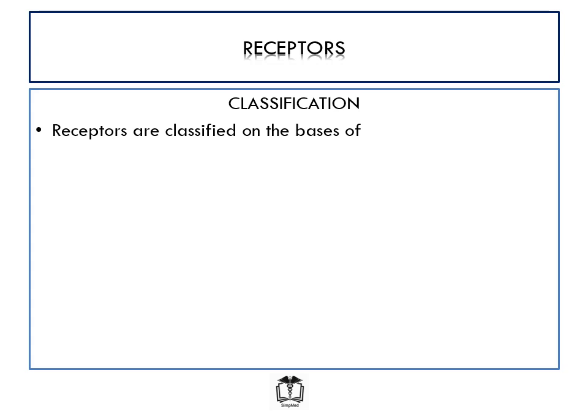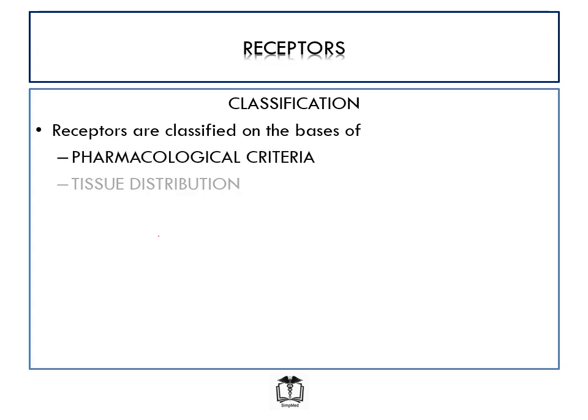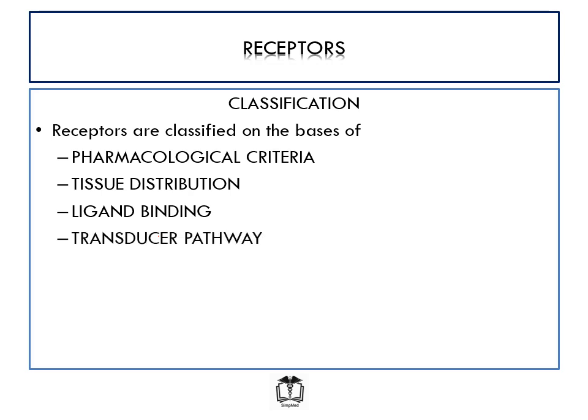Now, how can we classify receptors? Receptors are classified based on five different criteria. We could classify receptors based on their pharmacological criteria. We could classify receptors based on tissue distribution. We could classify receptors based on ligand binding, based on transduction pathway, and also based on molecular cloning. Pharmacological criteria classification of receptors just involves the designation of receptors based on whether they are agonist or antagonist, whether they are selective agonist or antagonist. And this is the oldest, classical way we classify receptors.